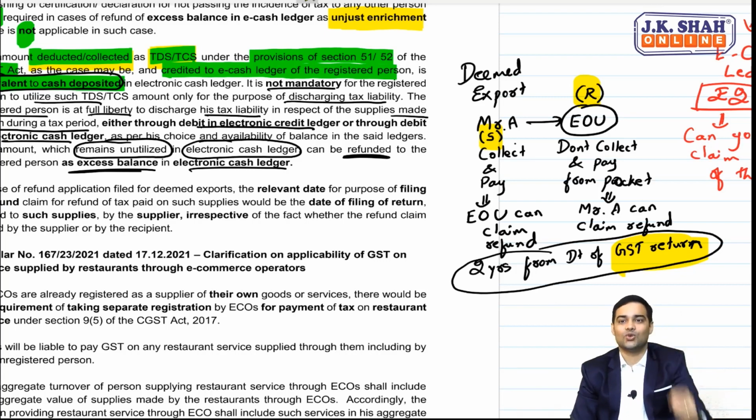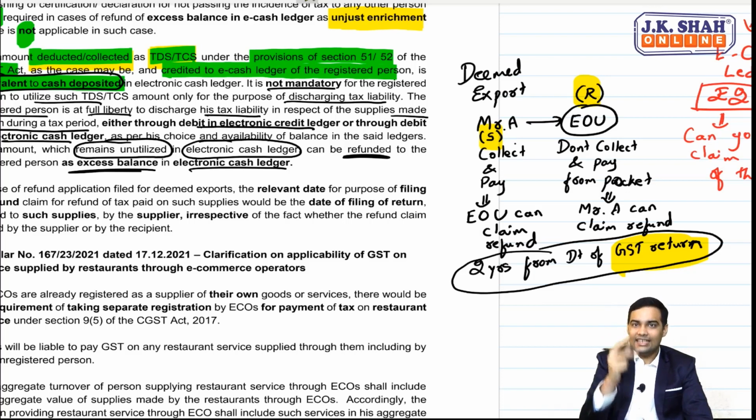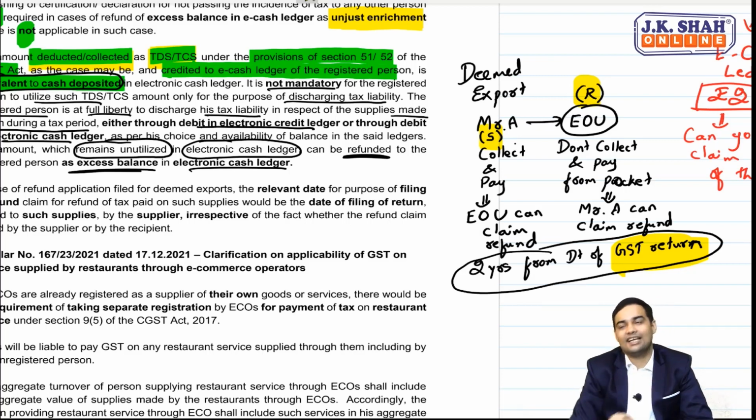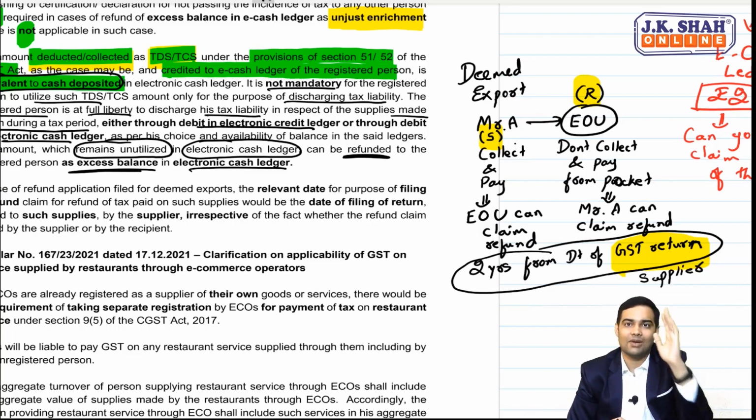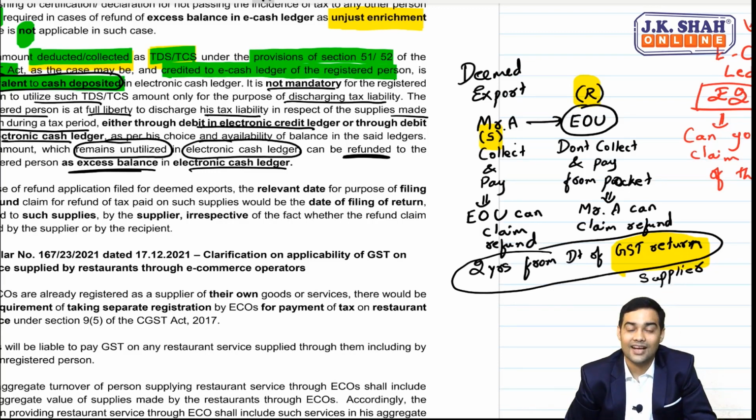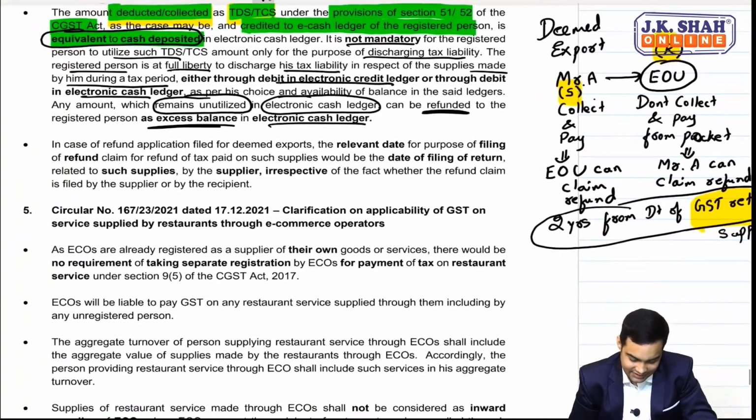This was the confusion. See, you get time limit of 2 years from the date of GST return. But the law did not mention 2 years from where. Now it has been clarified and government has said that 2 years from GST return will always be supplier's return. Irrespective of who is claiming the refund, it will always be supplier's return. Let's have a look at the provision. See this carefully.